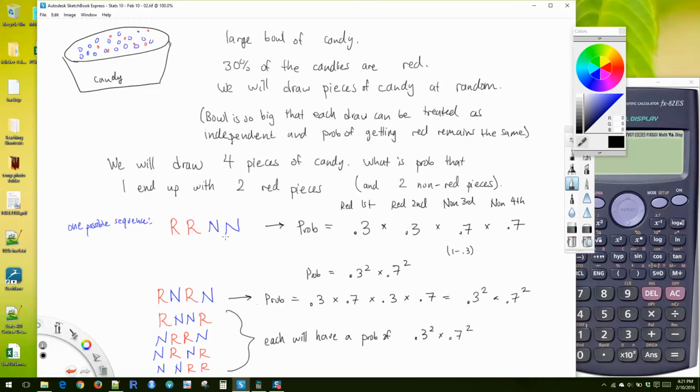Okay. So we have 6 possible arrangements, and every single one of these has 2 red pieces and 2 non-red pieces, which is going to be 0.3 times 0.3 times 0.7 times 0.7, perhaps arranged in a different order, like here, 0.3, 0.7, 0.3, 0.7. They might be arranged in a different order, but because multiplication is commutative and the order doesn't matter there, we can just say everyone has two 0.3s and two 0.7s. So it's 0.3 squared times 0.7 squared. I just want to pause for a second and make sure everybody can see this.